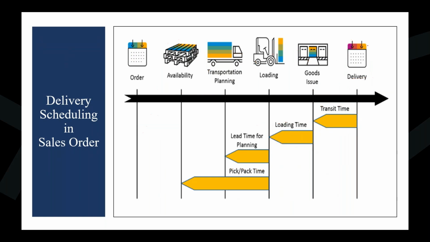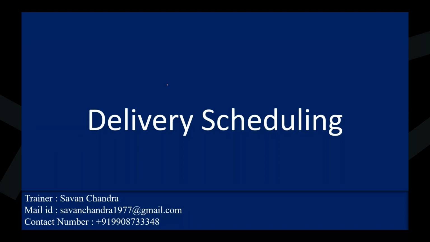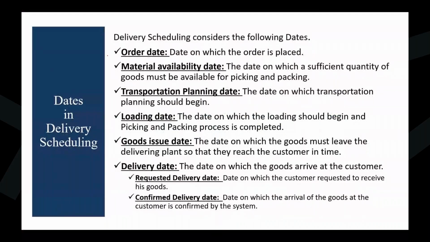So how are the material availability date, loading date, goods issue date, and of course there is one called transportation planning date, all these dates, and then of course finally the delivery date calculated? We are now going to understand that in this session. So let's move on. Now we will see the delivery scheduling dates. The delivery scheduling considers the following dates.